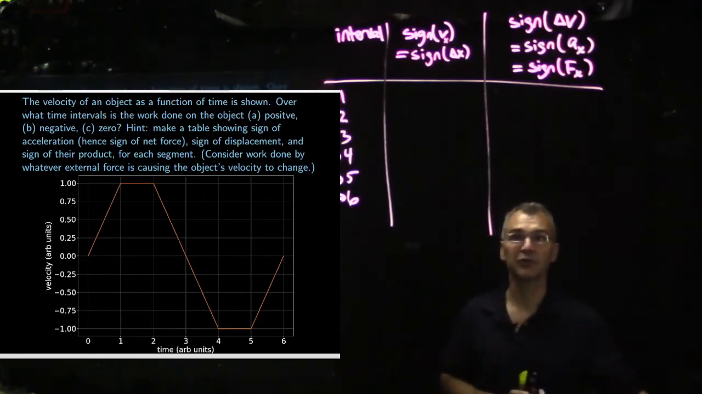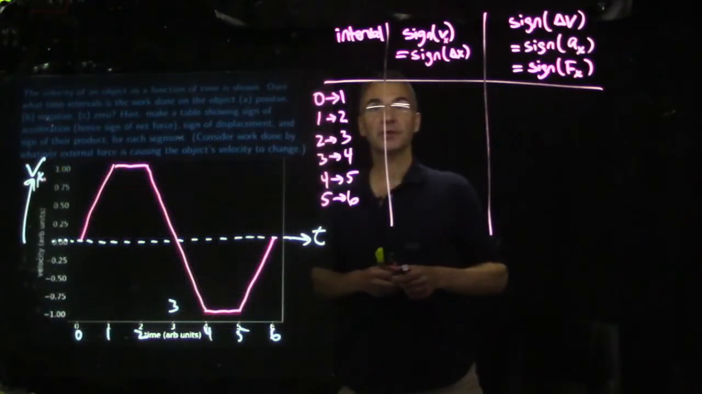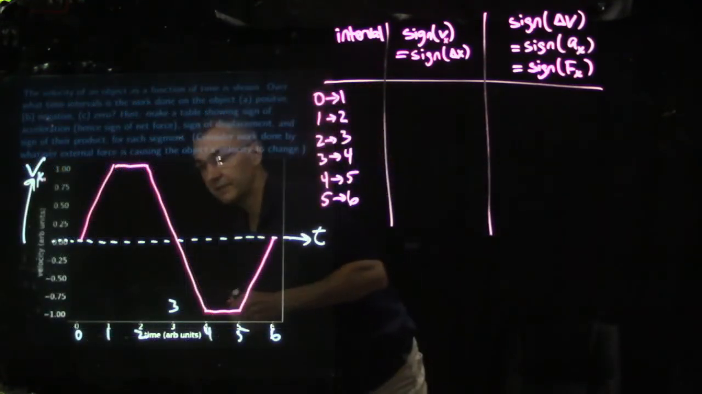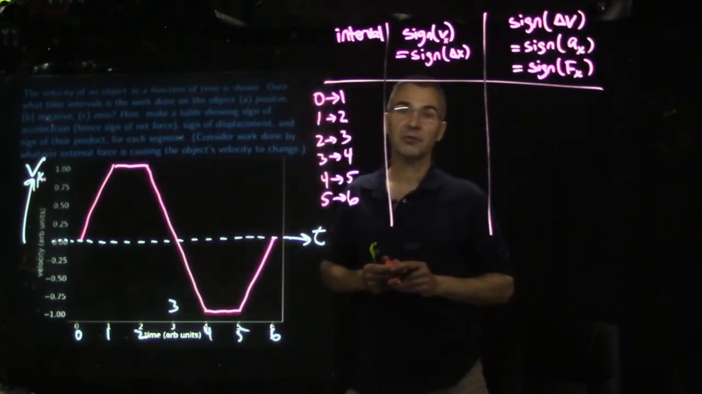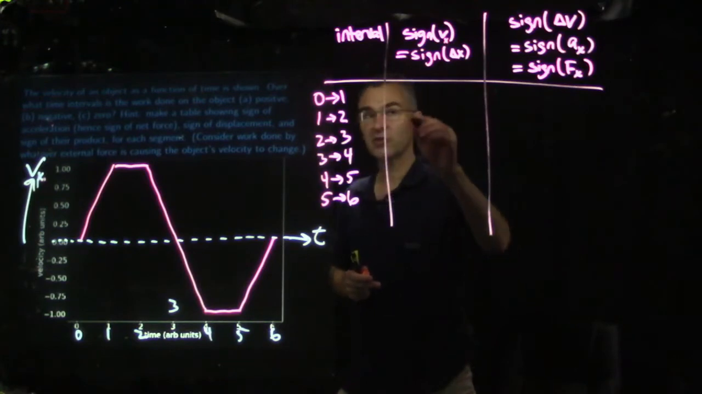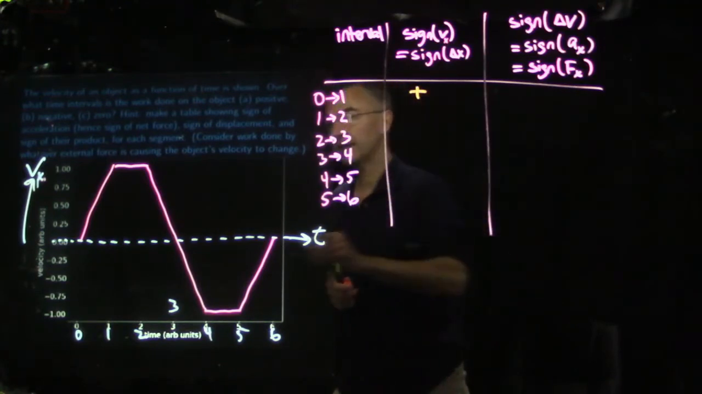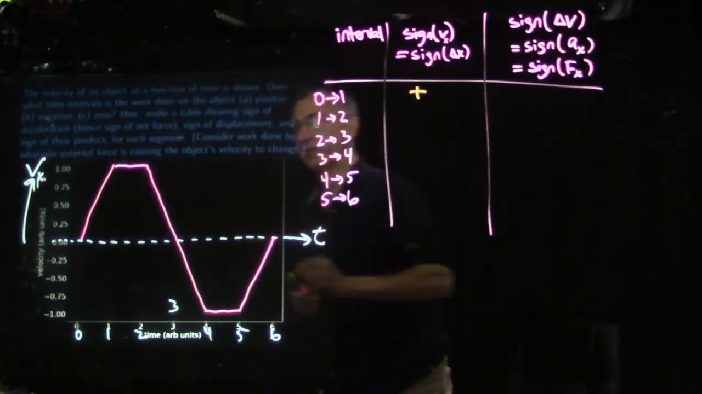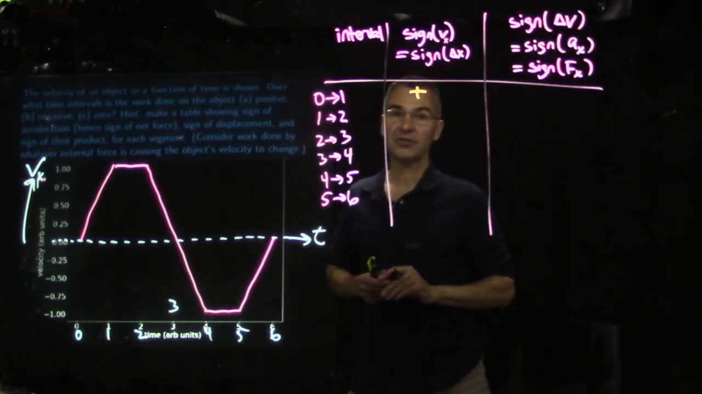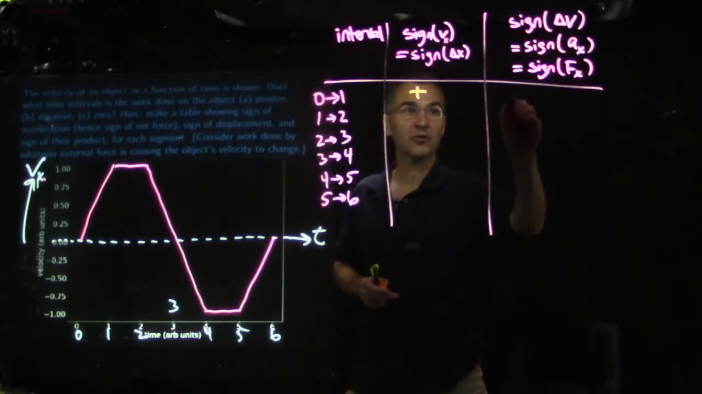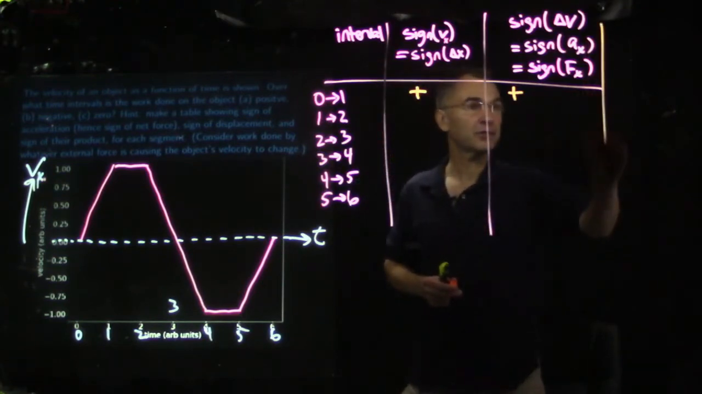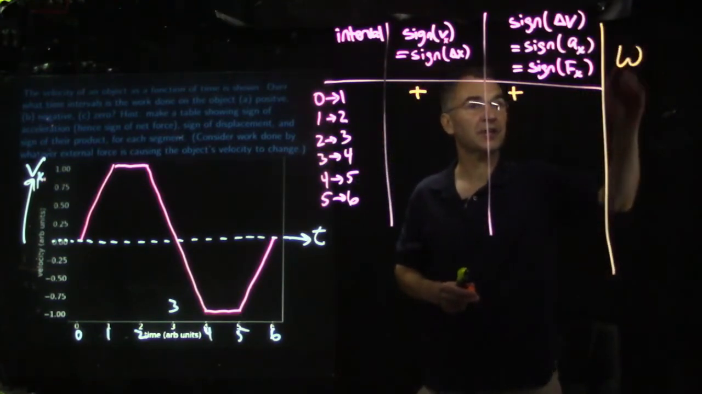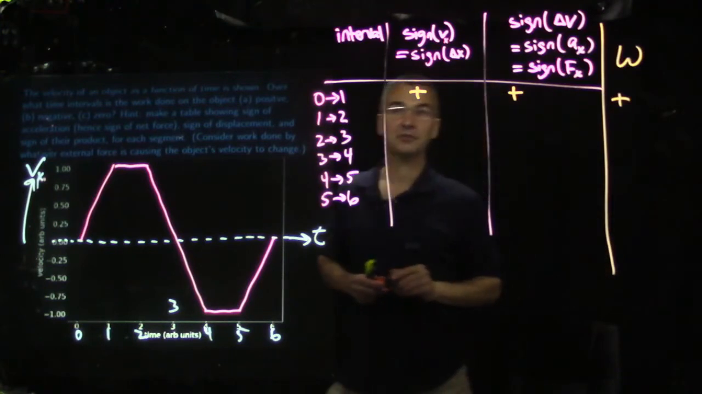Okay, so let's go through and do that. So from 0 to 1, the x component of the velocity is always positive, therefore the displacement is positive. And the x component of the velocity increases, therefore the acceleration is positive, therefore the force must be positive. Therefore the sign of the work must be positive.